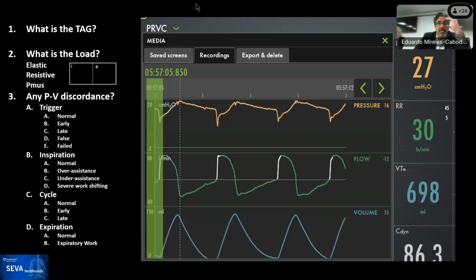So the next question for all of you is, what is the load? As you see, this is the load elastic, resistive, or Pmus?